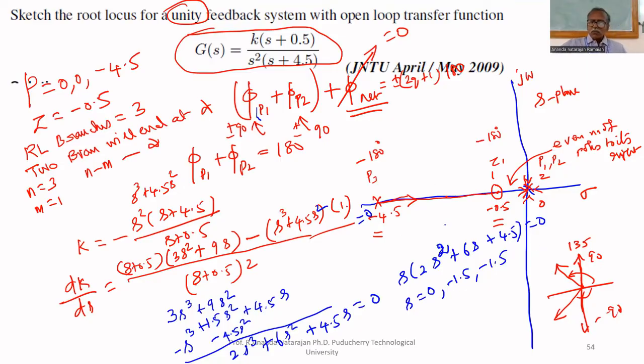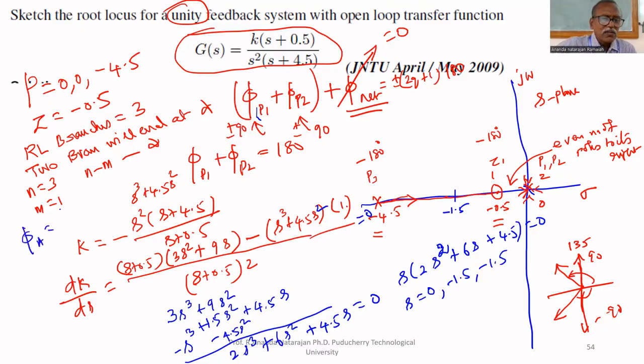Yes, 0 is a repeated root. 2 poles at that point, 0 is a repeated root. One more repeated root is at minus 1.5. So there is a breakaway point. So the root locus coming out of these 2 poles reaches this point. That's why there is a repeated pole. Definitely. So now we have to find the angle of asymptotes.